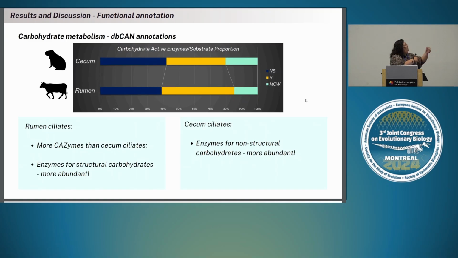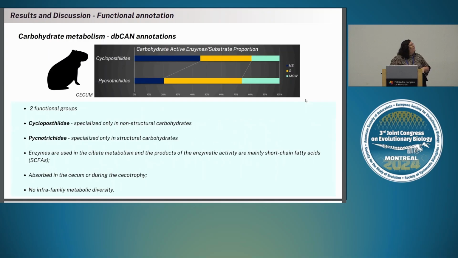When we analyze these two environments comparatively, we can see that rumen ciliates presented proportionally more enzymes than the cecum ones, and most of these enzymes are specialized in structural carbohydrates. The cecum ciliates, on the other hand, presented fewer enzymes than the rumen ones, and most of these enzymes are specialized in non-structural carbohydrates.